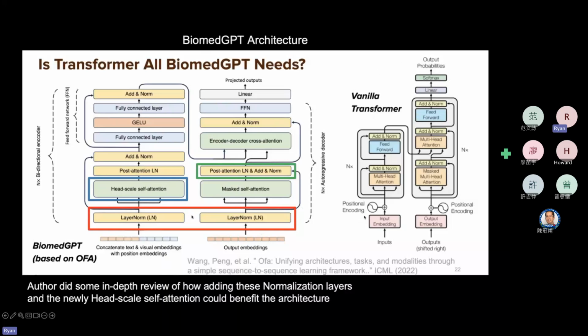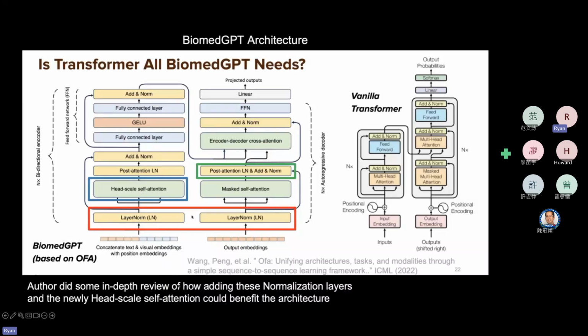So for the transformers, the input embeddings are just directly thrown into the attention model, but in BioMedGPT, which is based on the OFA architecture, they first concatenate the text and the visual with the position embeddings, and then they perform layer normalization first, and then they throw it into the newly head-scaled self-attention.